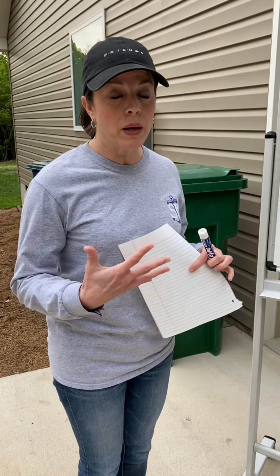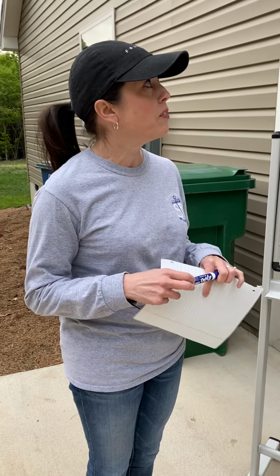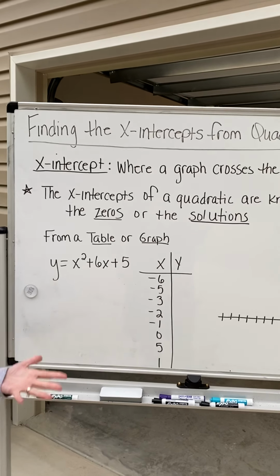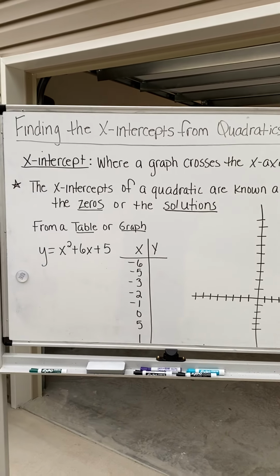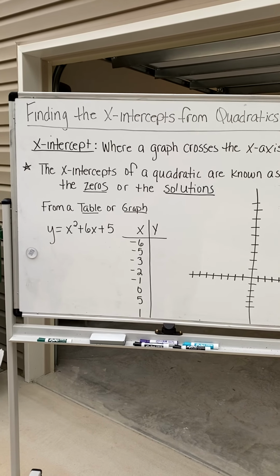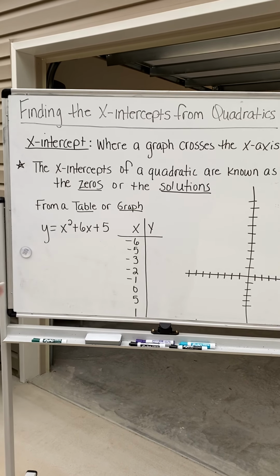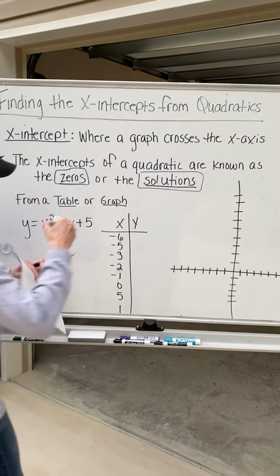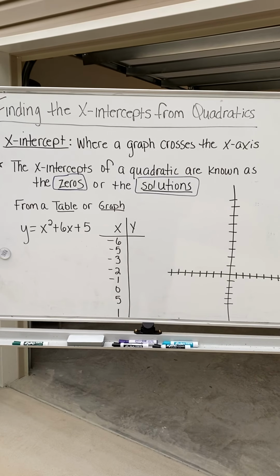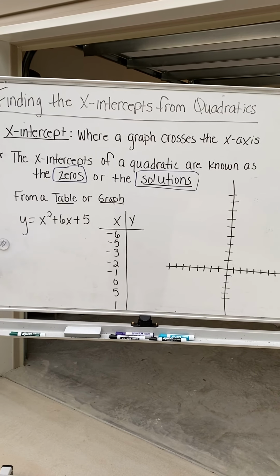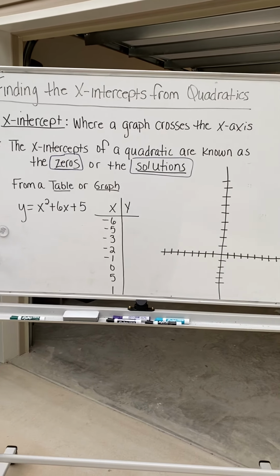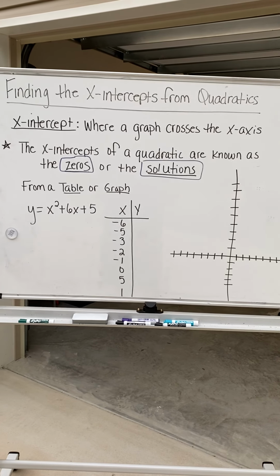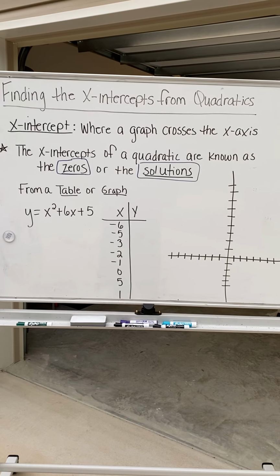This is a very important piece of the quadratics unit, and we're going to be finding the x-intercepts of quadratics. So an x-intercept, like the y-intercept, is where a graph crosses the x-axis. The x-intercepts of a quadratic are known as the zeros or the solutions of the quadratic, or of the system that we're working on. If we were in class together, you would hear me say zeros and solutions over and over and over because it's so important. And on some of the things we're going to be working with next week, we're going to be talking a lot about zeros and solutions.